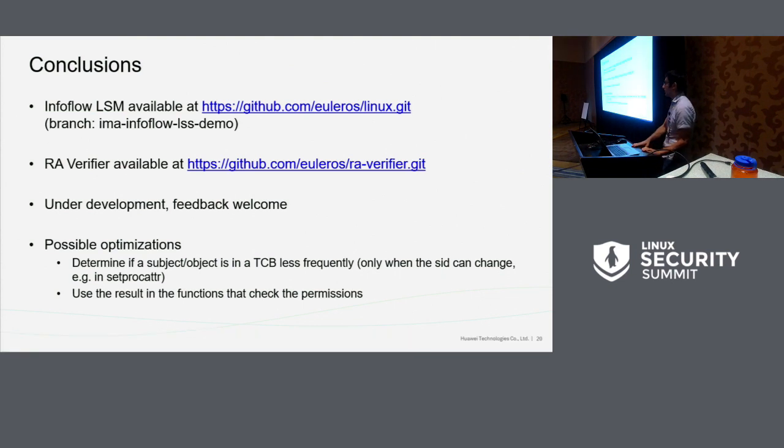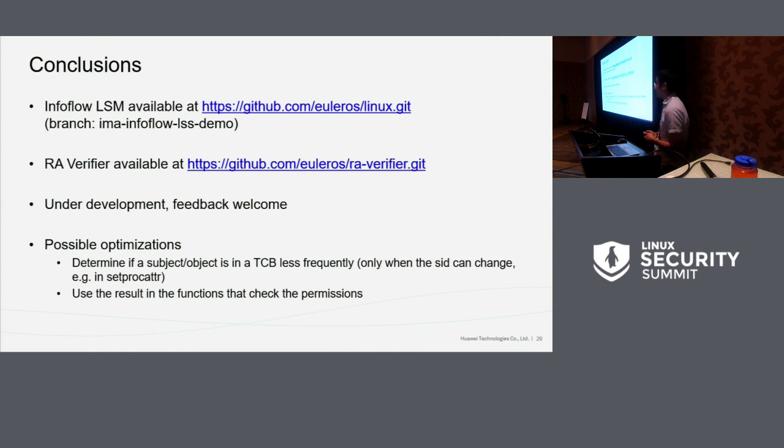So, conclusion: we published the code of this new software. This is published in our GitHub repository. We also published the user space tool that we use to find the TCP from process interaction. And this is currently under development. Yesterday, I sent the first version of the kernel module. And I kindly ask you to have a look at the code and provide any feedback.